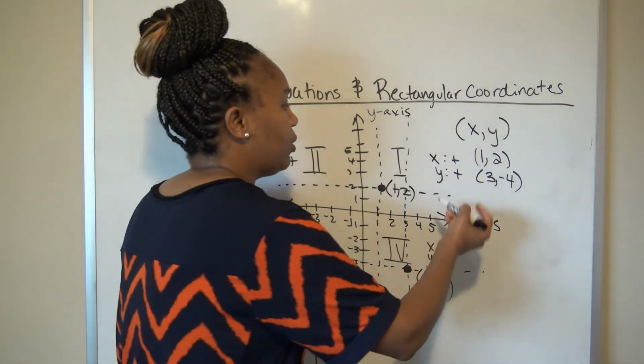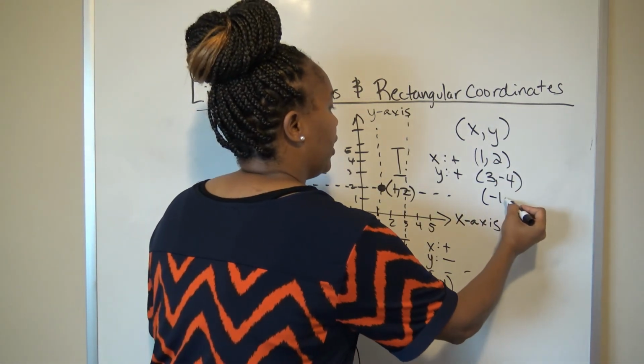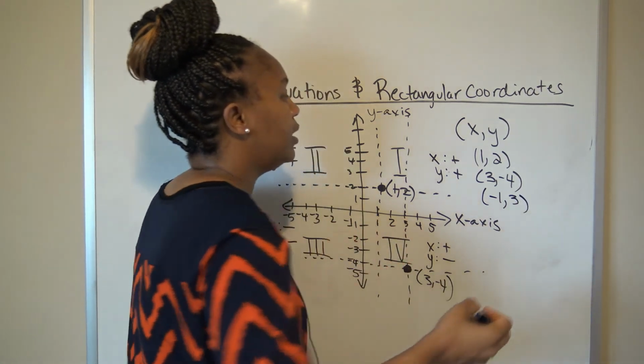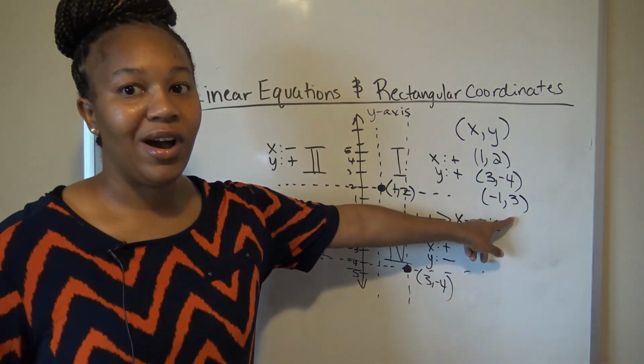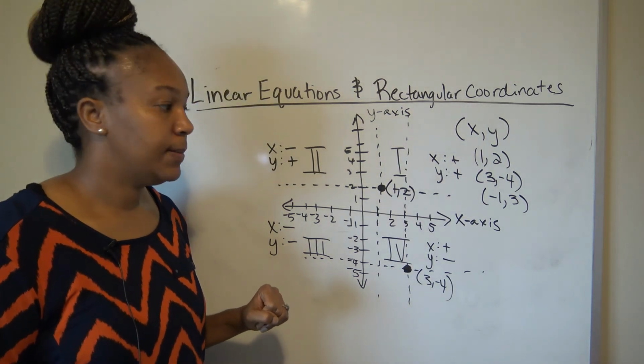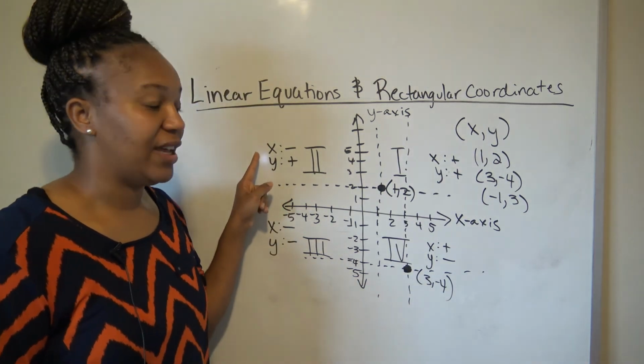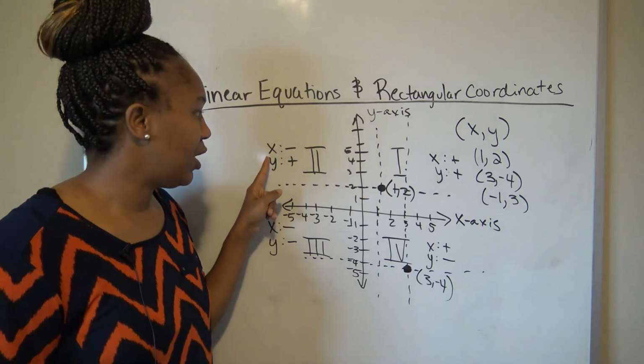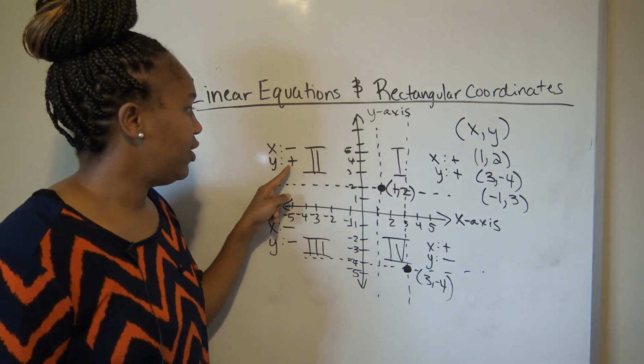Alrighty. One more. Let's do (-1, 3). The x value is negative and the y value is positive. Which quadrant would that be in? That would be the second quadrant. If you said second quadrant, you are correct. The x is negative and the y value is positive.